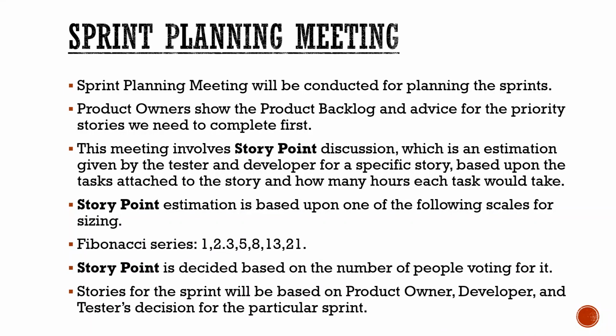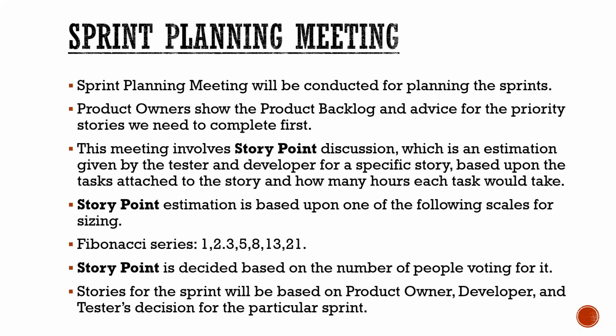The stories for the sprint will be based on the product owner, developer and tester decision. So if a developer cannot complete the story in a particular sprint, you can tell in the sprint planning meeting that this cannot be completed in a particular sprint. It may take 2 or 3 sprints, and he may opt for shorter stories to complete first. He may tell the product owner these stories can be completed soon and will be useful for customers. That type of decision he can tell.